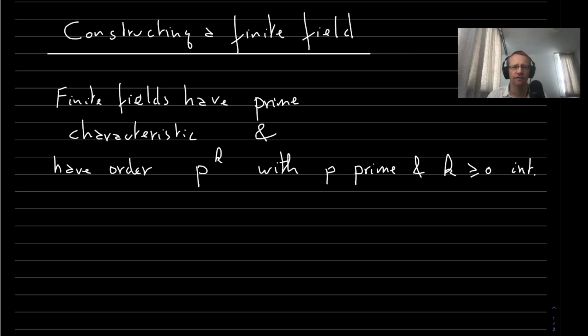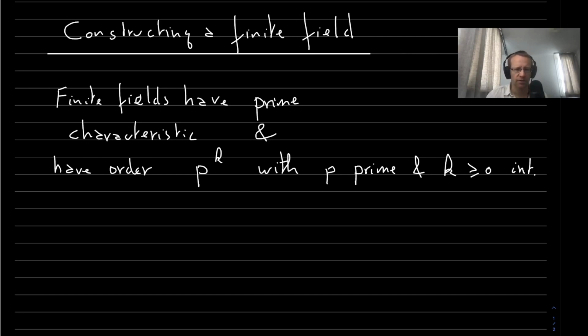We'll construct finite fields. Finite fields have prime characteristic p. That is to say, if we take p times the element in a finite field, we find 0. Moreover, finite fields have order p to the k, where p is prime, equal to the characteristic of the field, and k is a positive integer.